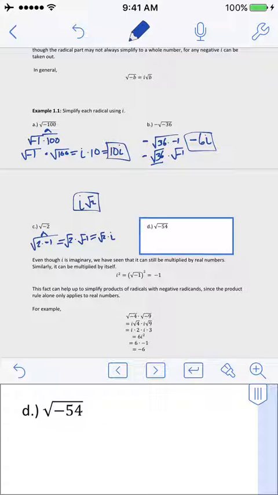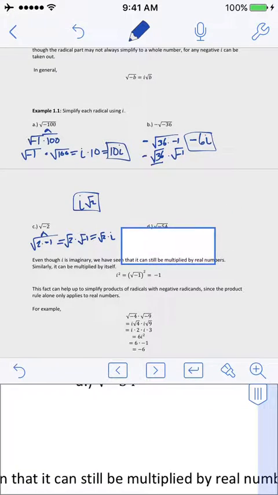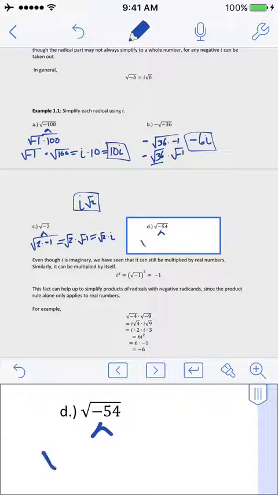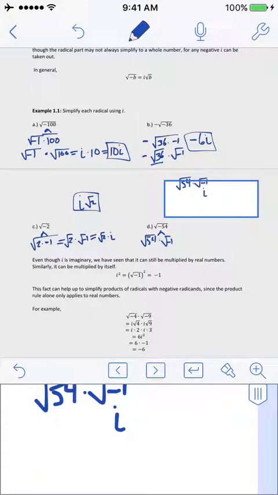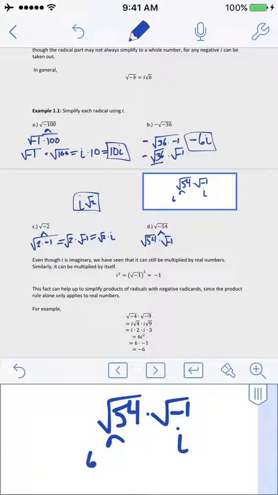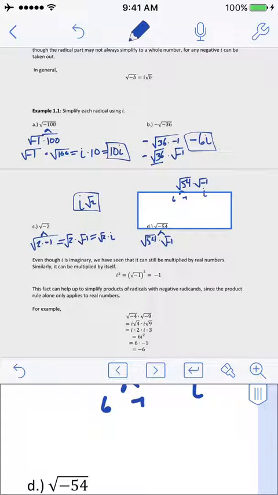One more, square root of negative 54. Once again, I can consider this in two parts. The square root of 54 times the square root of negative 1. And I just jumped product rule, right? That second part's going to become i. So let's rewrite it up here. Second part's going to become i, but this first part, if we remember, that's going to be 6 and 9. 2 and 3, 3 and 3.